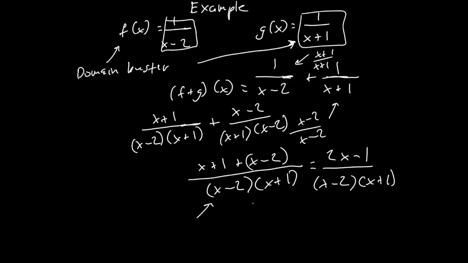As we can see, there's x minus 2 and x plus 1 in the denominator, so if either of these equals 0, we have a domain buster. So the domain would be, we can just look at it and say, okay, x can't be 2, and x cannot be negative 1. So that's all real numbers where x does not equal 2 and negative 1.